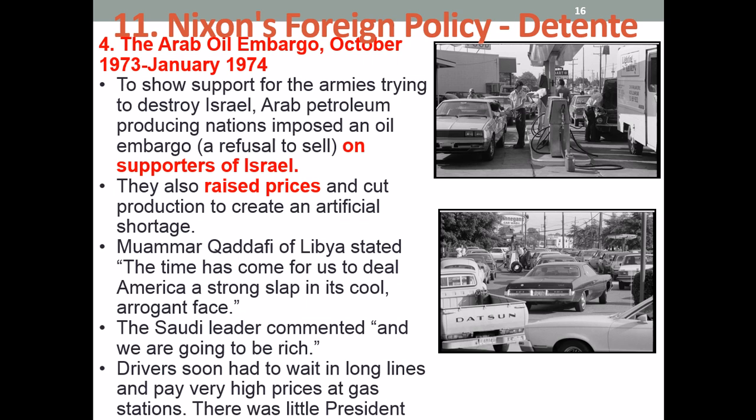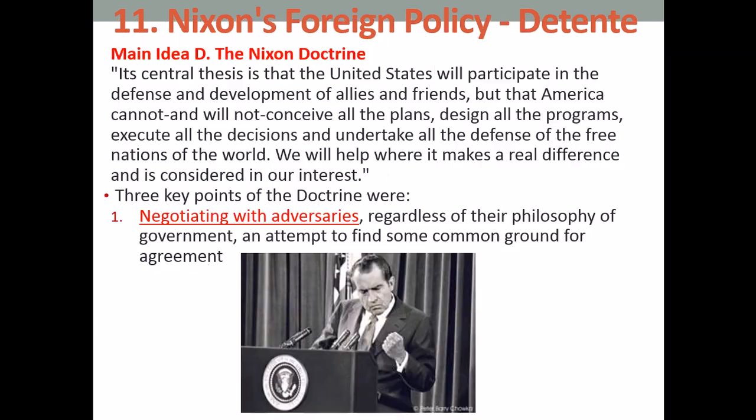So this is the famous Arab oil embargo that took place in October through January 1973 to 74. Along gas lines, you've probably heard your grandparents or somebody talk about the Arab oil embargo. This is also going to contribute to an economic downturn in the 1970s known as stagflation. So we'll talk more about that in a little while, or next video.